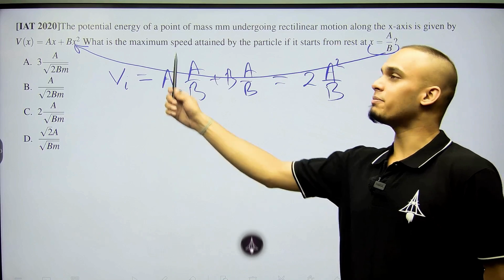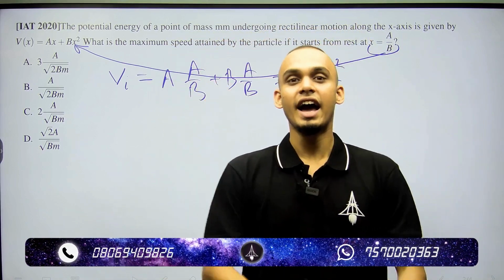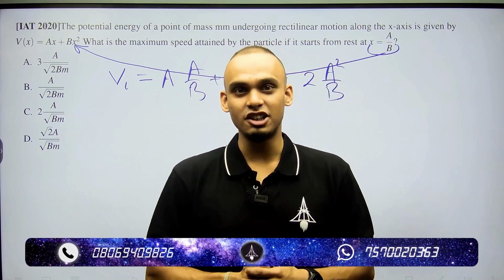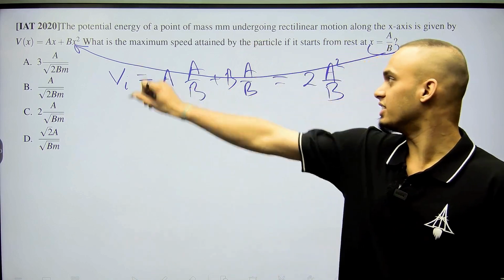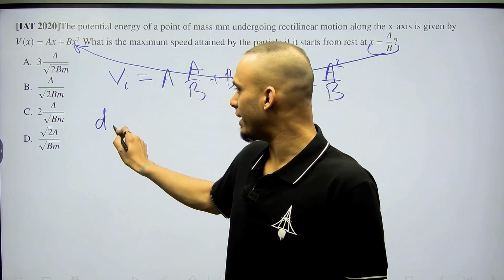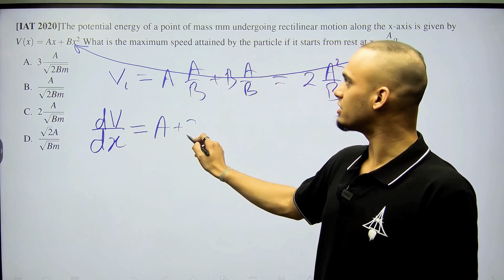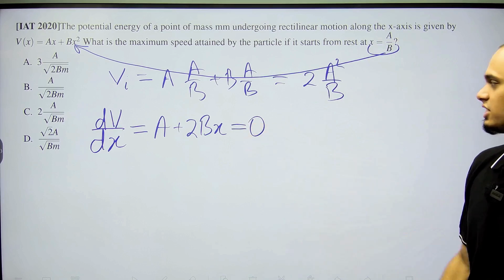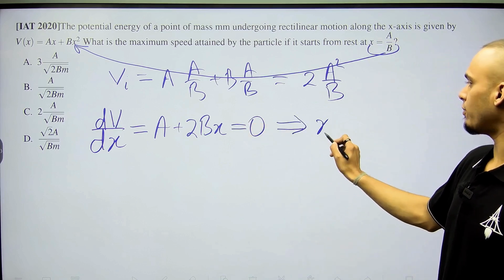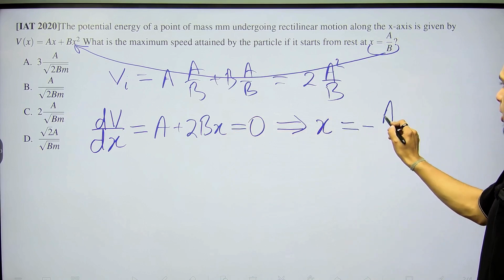Now, since we need to find maximum speed, we are concerned with the maximum kinetic energy that the object will attain. And we know that when the kinetic energy of the object is maximum, its potential energy will be minimum. So let's minimize this potential energy. We can minimize it by simply taking the first derivative of its potential, that's given by A plus 2Bx, and setting it to 0. Now, solving this equation, we get the value of x where the potential energy becomes minimum will be equal to simply minus A upon 2B.